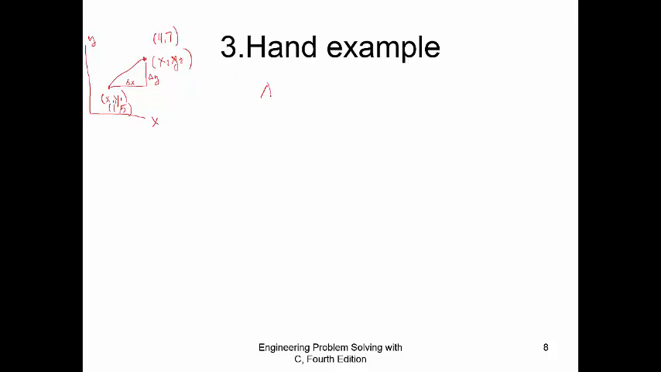So this symbol right here, this is called a delta. It means change in. So in this case, it's a change in x. So delta x equals x2 minus x1. So this distance right here, this x distance right here, is 4 minus 1.